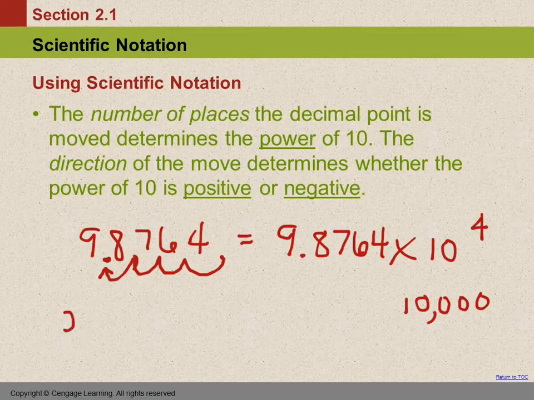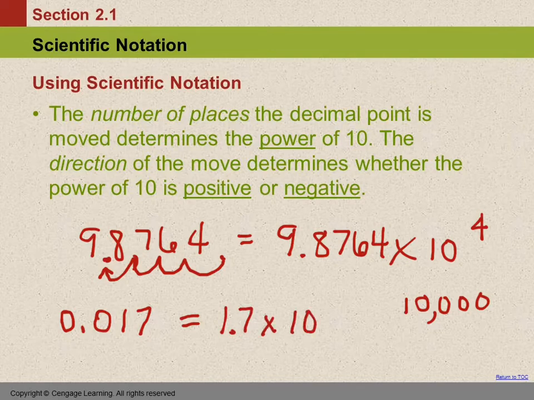What if we have 0.017? And we're going to put that into scientific notation. Well, we need to make this first part of scientific notation, this number, be between 1 and 10. So we're going to have to move this decimal point to after the 1. We're going to want this to be 1.7 times 10 to the something. We're going to move it 2 places.